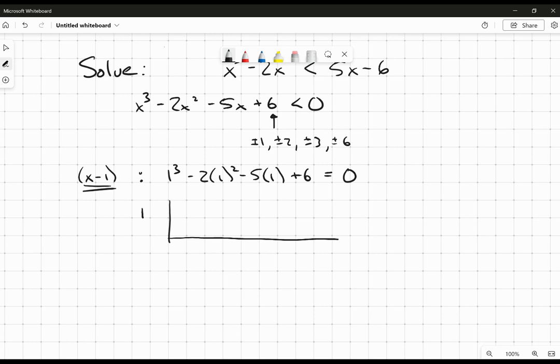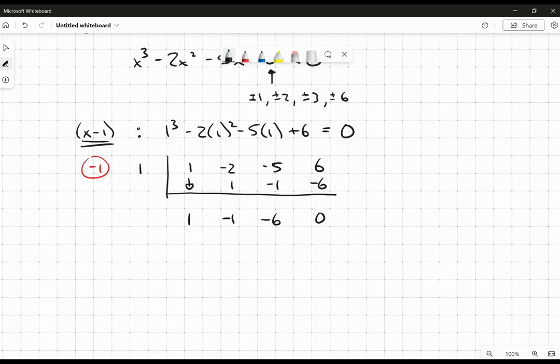I put my coefficients there: 1, negative 2, negative 5, and 6. I'm going to divide out that x minus 1. So the 1 comes down, I multiply, I add, I multiply, I add, I multiply, I add. There are typically two ways you might do this. I might have put a negative 1 out front, and then multiplied but subtracted as I went down. I'll get the same answer one way or the other.